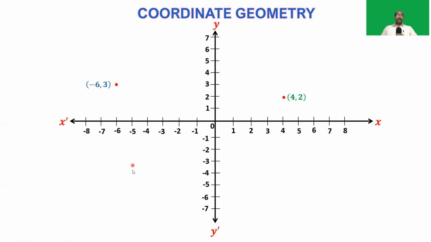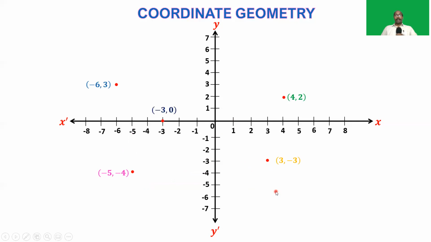And similarly, here we have one more point, and the coordinates of this point are (-5, -4). And the coordinates of this point are (-3, 3).